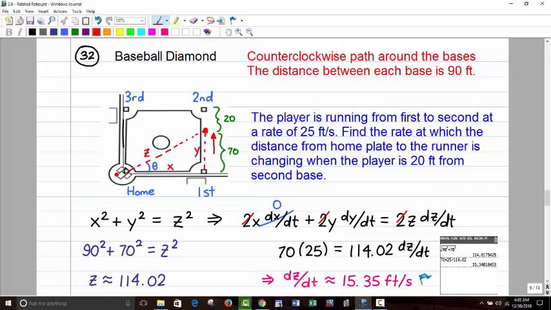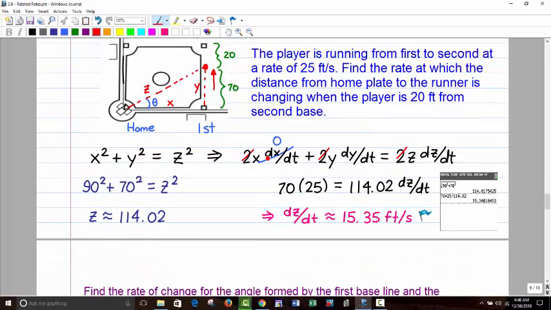Now, unlike the latter problem, the dz/dt is not zero because that runner's running from first to second. That's absolutely changing right there, home plate to second base. But the variable that does not change in this particular problem is x, because as the runner is moving from first to second, that's changing. From home plate to the runner is changing, but the distance from home plate to first base is a constant 90 feet, so that never changes. So look at this one. So you see I zeroed out dx/dt.